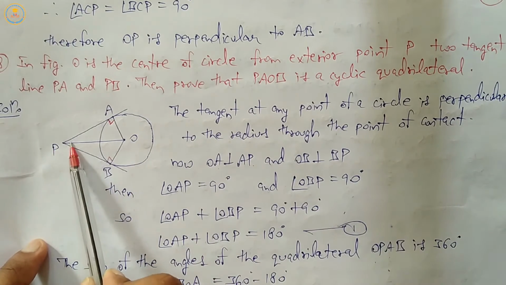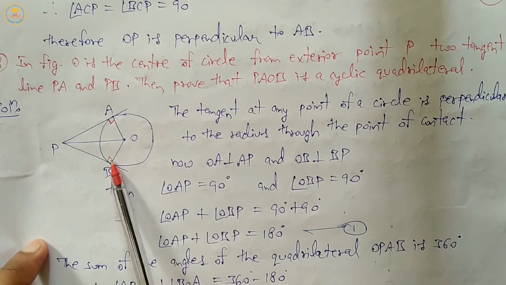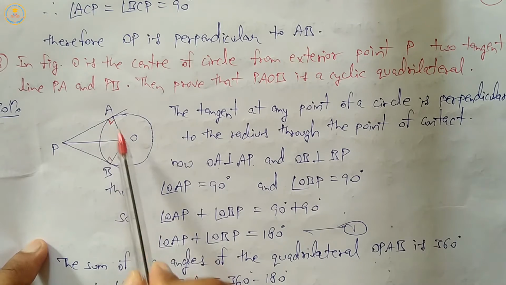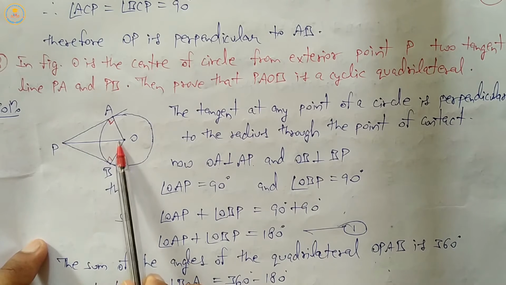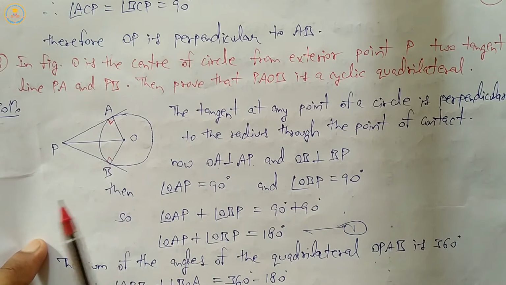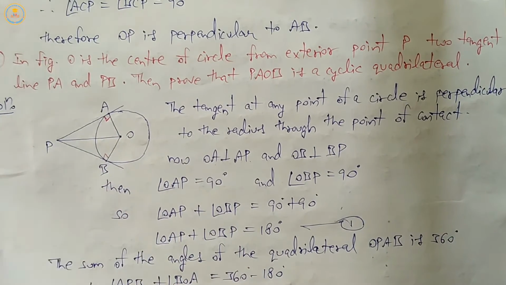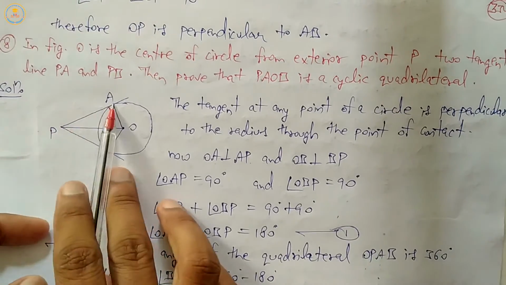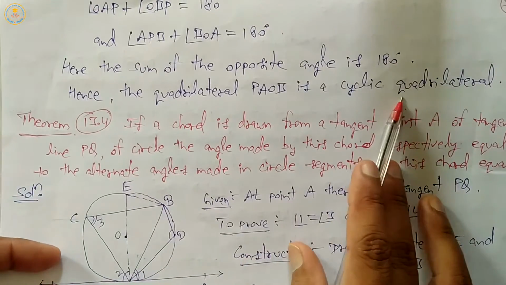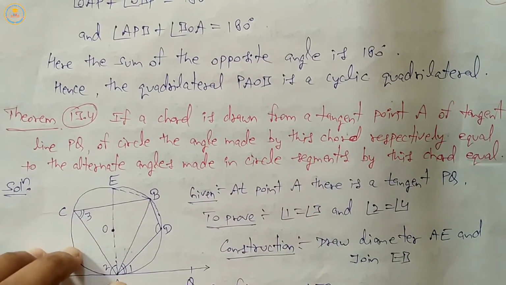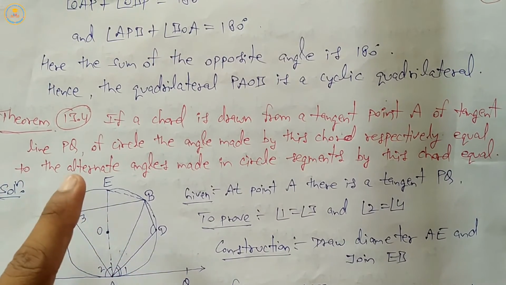Now opposite angles P plus O equal 180, A plus B equal 180 degree. It means we can say that PAOB is a cyclic quadrilateral, because in this quadrilateral P and O are opposite and A and B are opposite, and the sum of these two opposite angles is 180 degree. We mention then clear that PAOB is a cyclic quadrilateral. Clear?